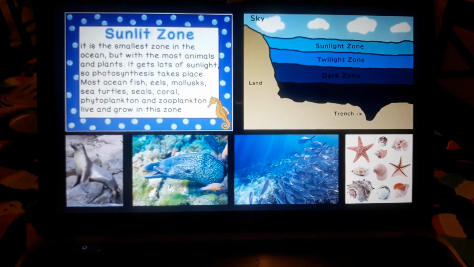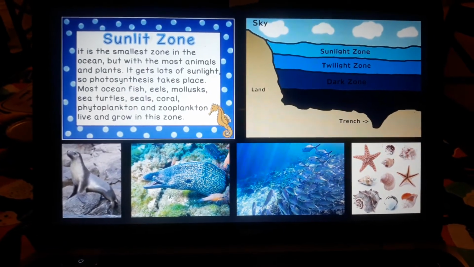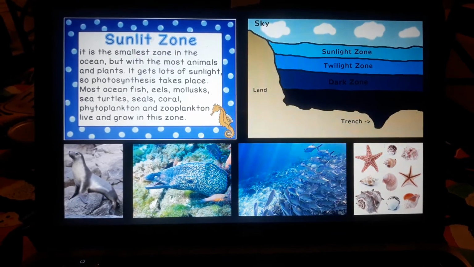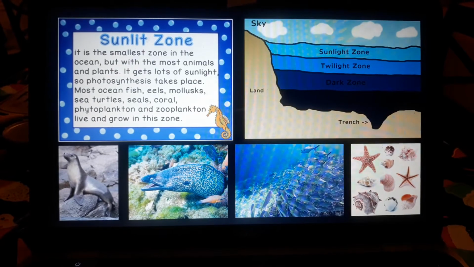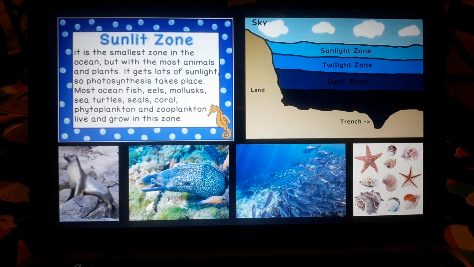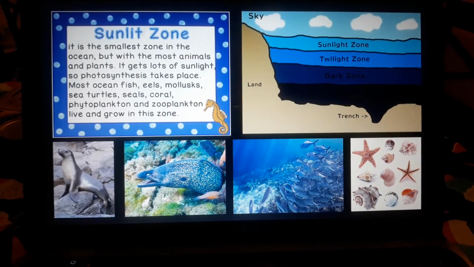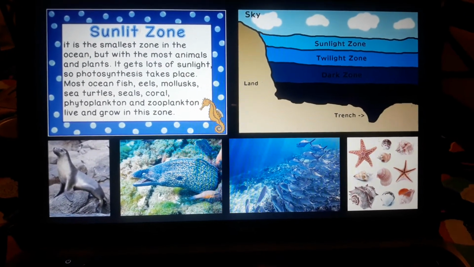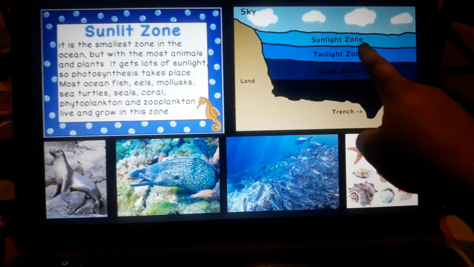In the sunlight zone, it's the smallest zone in the ocean, but it has the most animals and plants. It gets a lot of sunlight, hence the name. And so photosynthesis, which we just talked about, takes place. Most ocean fish, eels, mollusks, sea turtles, seals, coral, phytoplankton, and zooplankton live and grow in this zone up here.